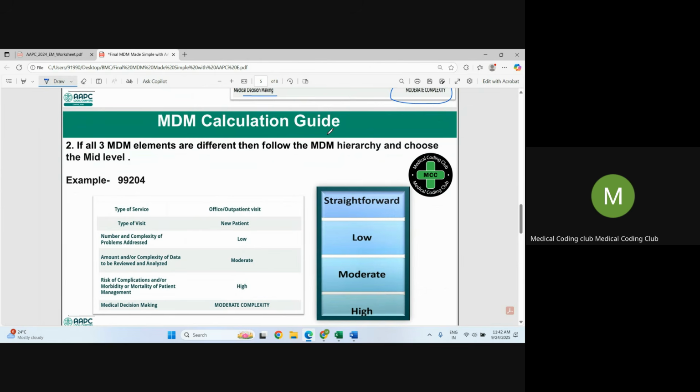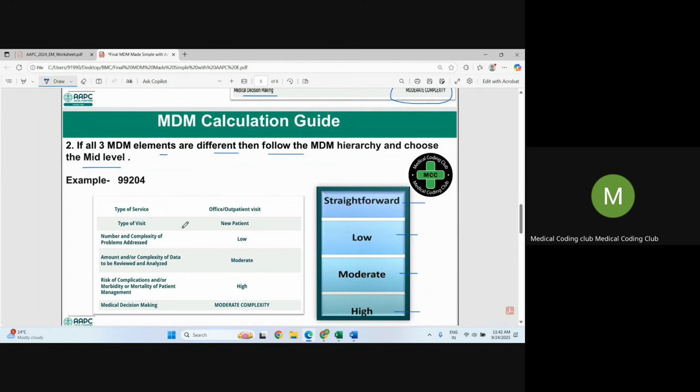Next comes the MDM calculation guide. If all three MDM elements are different, then follow the MDM hierarchy and choose the mid level. So if none of them are meeting, then you have to take the average. That average level will be your final MDM. For that you need to follow the MDM hierarchy. The MDM hierarchy has the least one as straightforward, then low, then moderate, then high MDM.